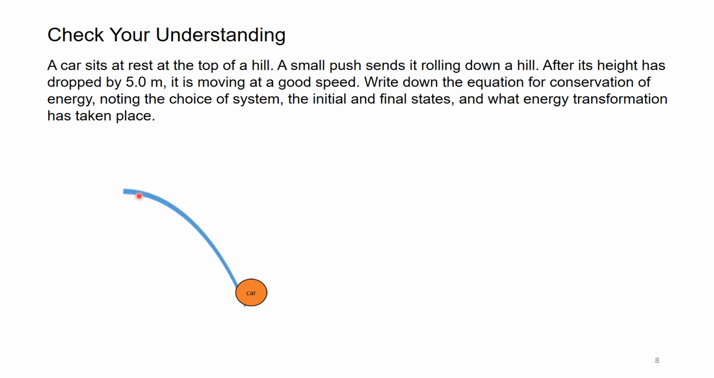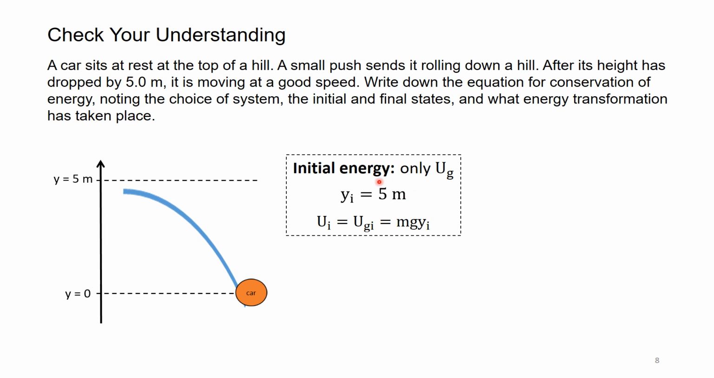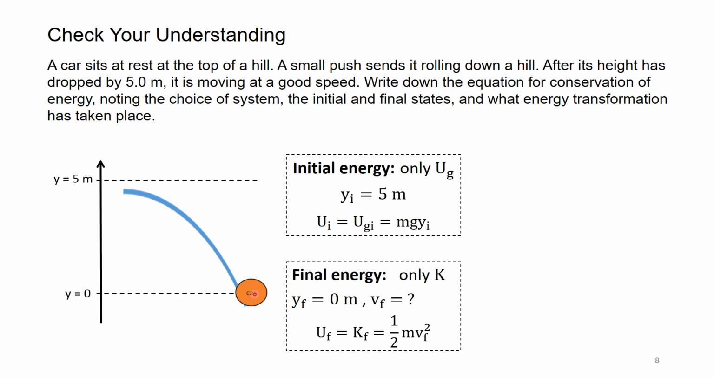All right, we can see that there's a change in height, so it makes sense to define a y-axis showing the change in height. Let's say the final state is y equals 0. That's where the car is at the end, and the initial state, let's call it y equals 5 meters. That's where the car started off. We can calculate the initial energy, which is just going to be gravitational potential energy, because the car was at rest initially, and it was at a height of 5 meters. We can calculate the gravitational potential energy using this equation. That's the initial energy.